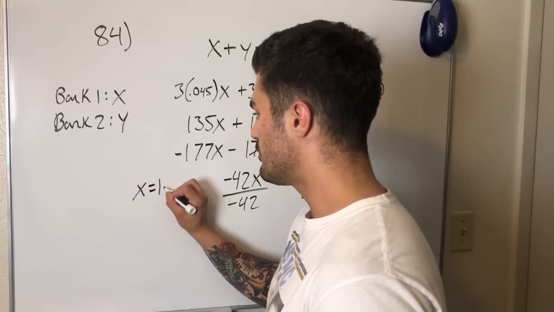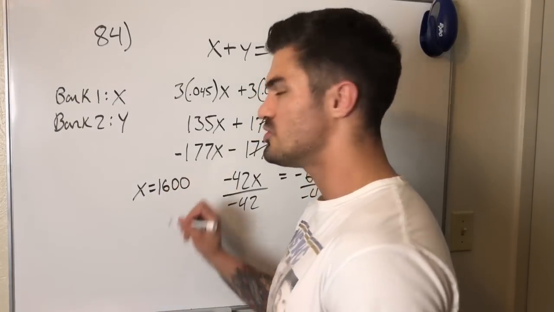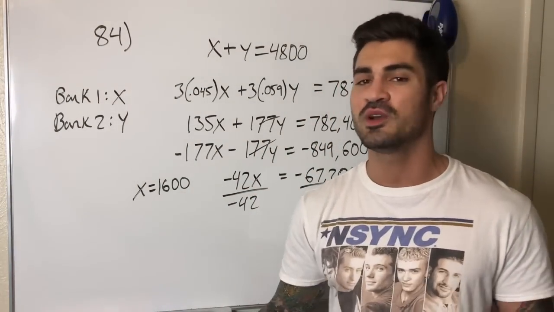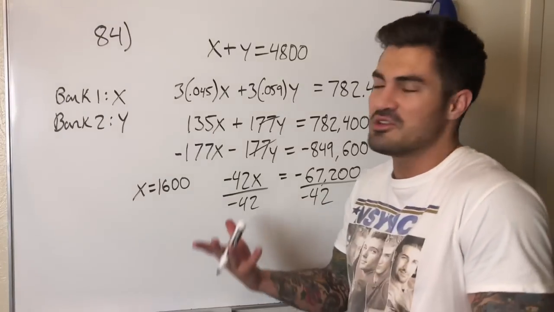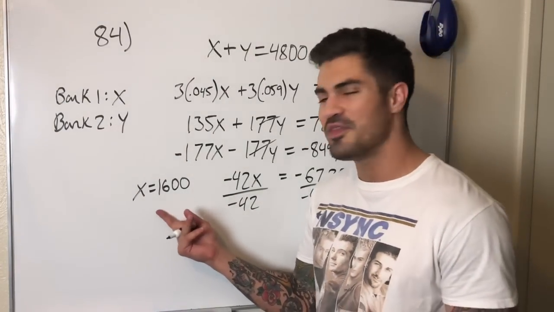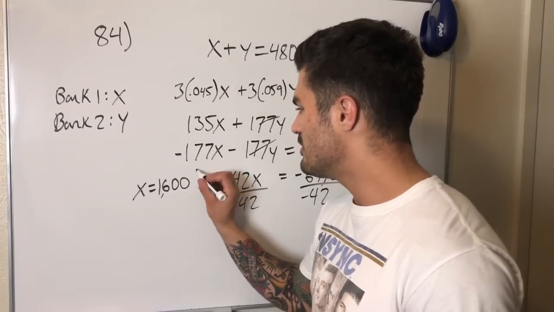And again, there are several different ways to do this. You could have done substitution. You could have done a different elimination. You didn't have to multiply by 1,000. There's lots of different ways. This is just the way I like to do it. So yeah, that's the way I'm showing. Do it whatever way works for you. As long as you get to this 1,600 answer, then you're good.